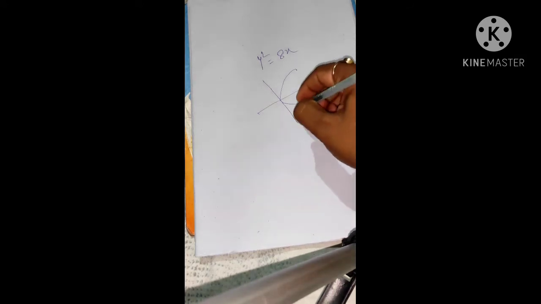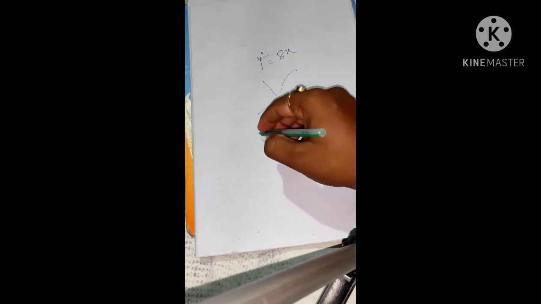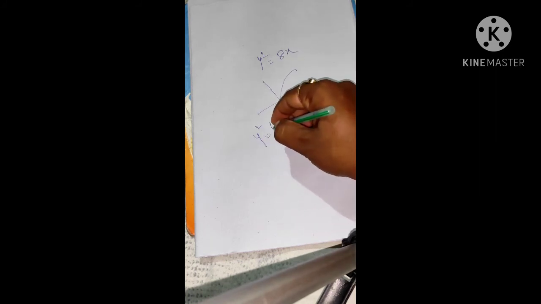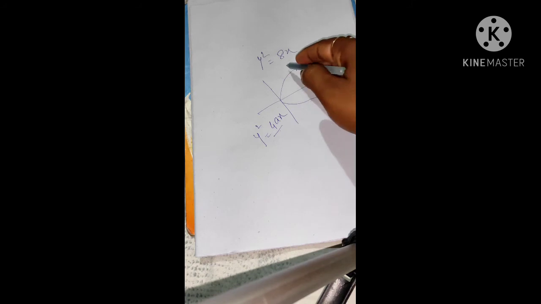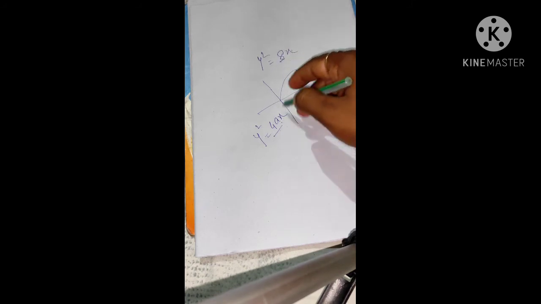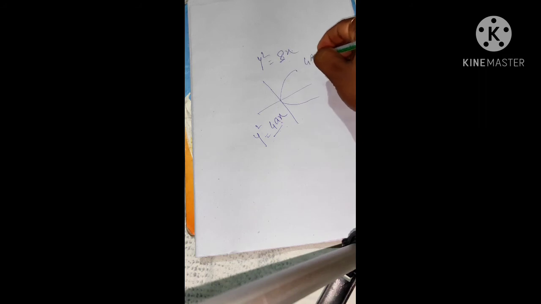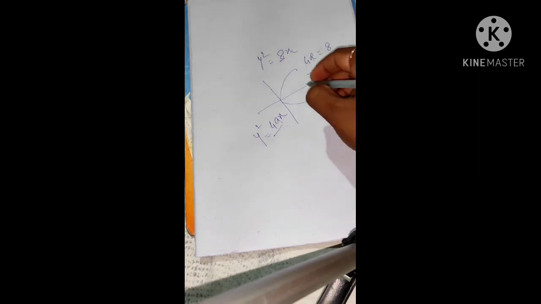Now what is the general form when it is formed on the x-axis? It is y square equal to 4ax. So we will compare these two equations now. Here we have 4a, and in place of 4a here there is 8. So if we compare these two equations, we can write 4a equal to 8. So what is a then? a will be 8 by 4, that is 2. So we got a is 2, and this is the focus.